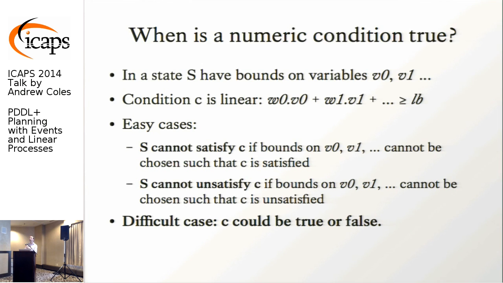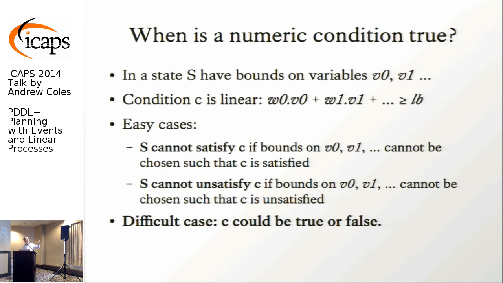Now, there are two easy cases. One is, regardless of the value of the variables we choose, we cannot make this condition satisfied. So if there's simply not enough battery or there's not enough fuel or whatever it is, we don't have to worry about this process because it cannot happen. Even if we have these optimistic bounds in the state, we simply cannot satisfy the condition on the process.